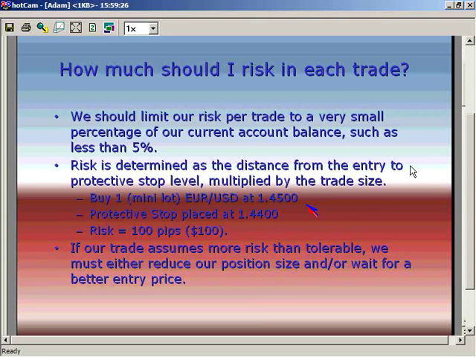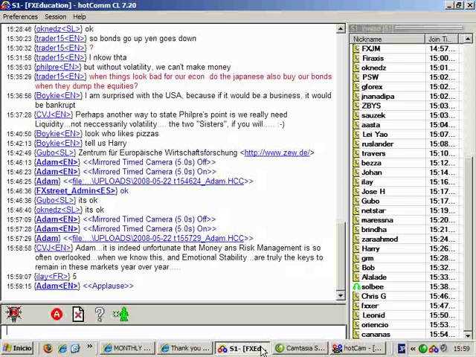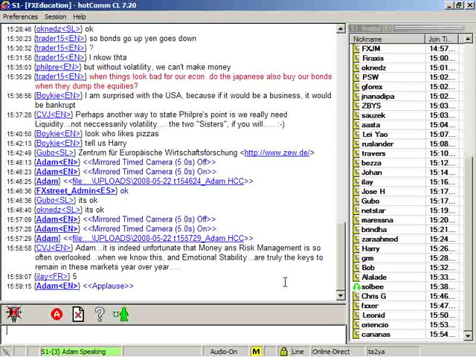We should apply very, very strict money management. You may use Ichimoku. I may use Fibonacci. That's okay with me. You may use moving averages. I may use trend lines. That's okay with me. But money management determines the survival of our accounts. I do not want to risk more than 5%, which is the absolute maximum.